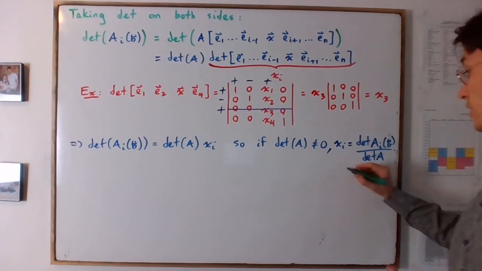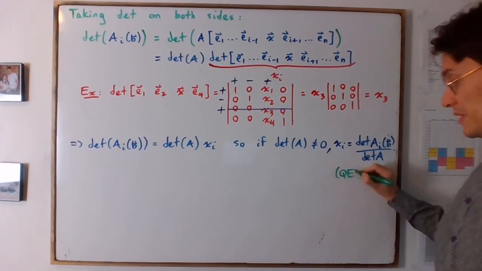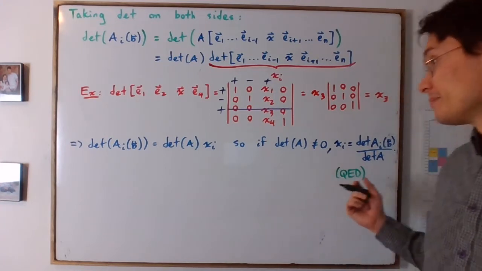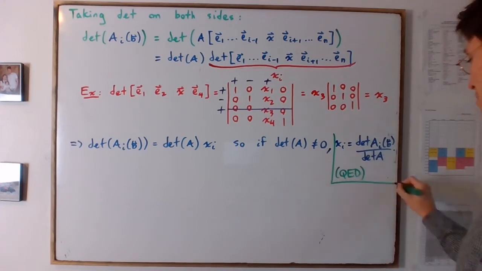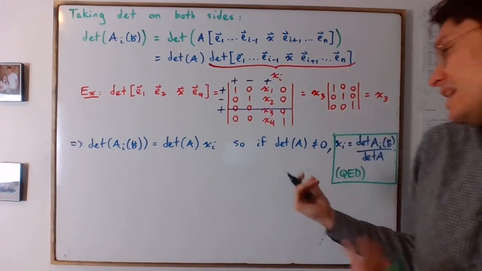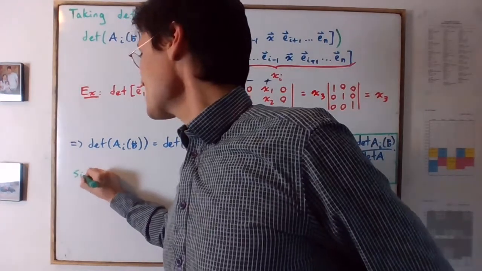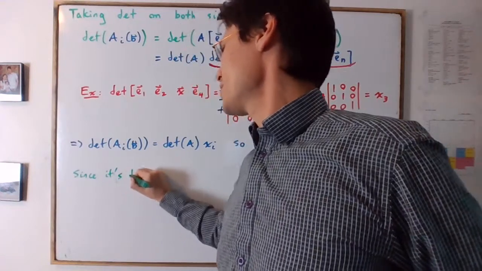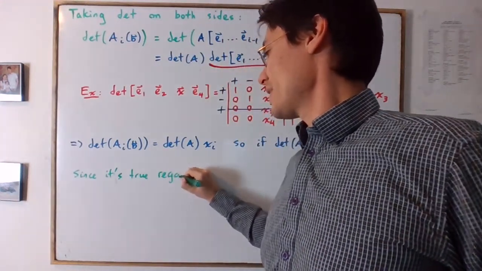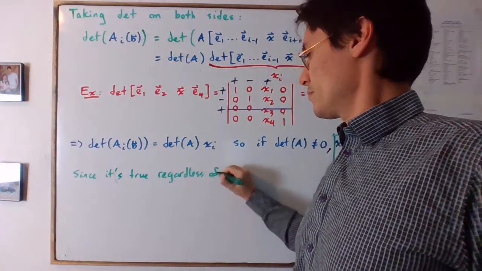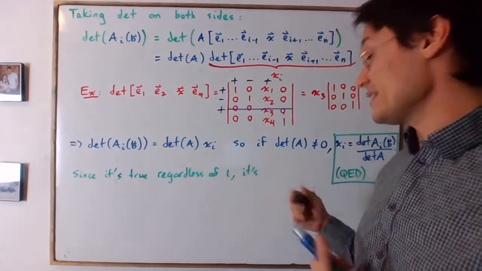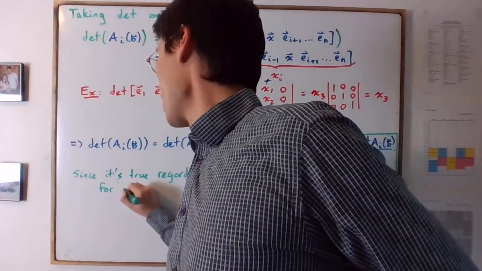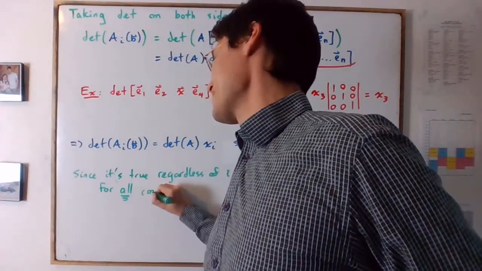Now, as I said, this is what we wanted to prove, because we proved that it is true regardless of i. So let's actually take note of that. Since it's true regardless of i, it's true for all the entries. It's true for all components of X.